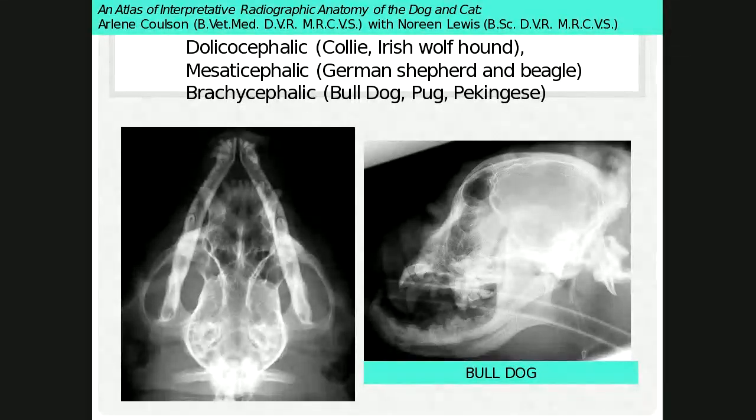Here is a radiograph of a bulldog. One can see that the nasal chambers are much shortened compared to one of the other two skull types, and there's often prognathism of the mandibles seen present in these breeds.